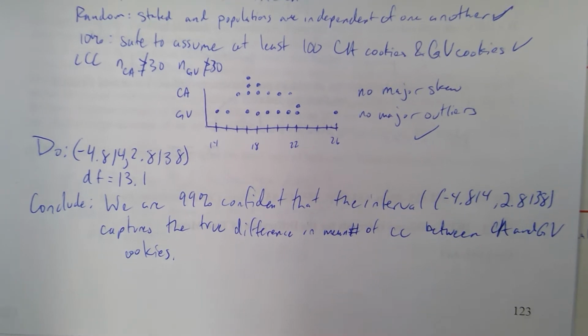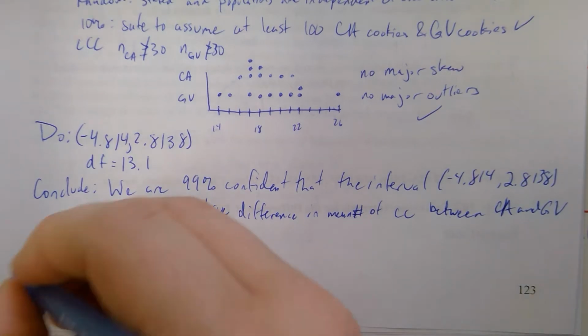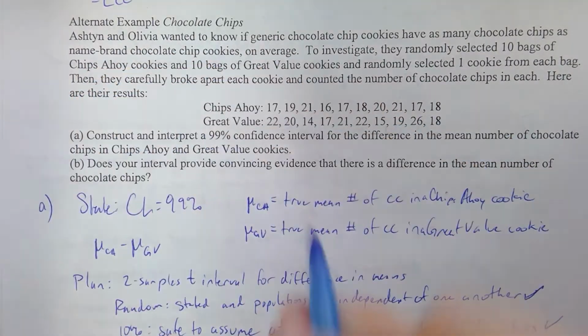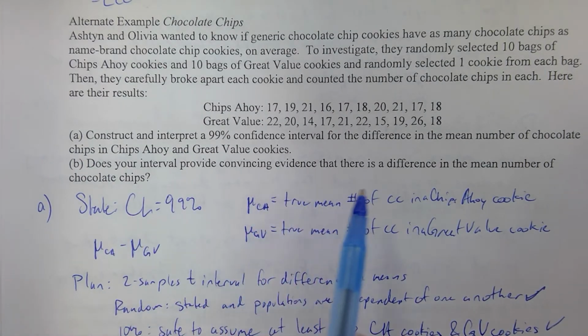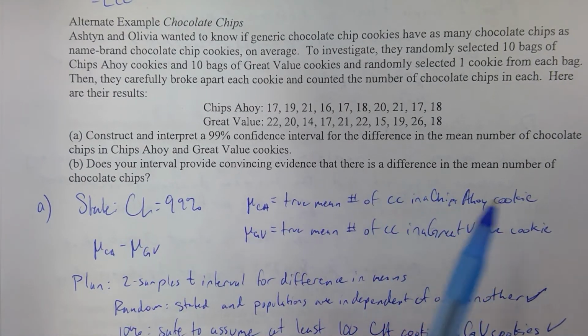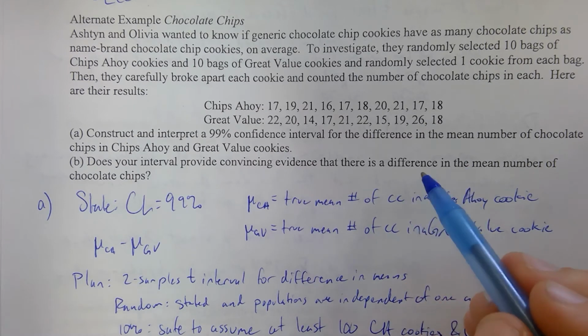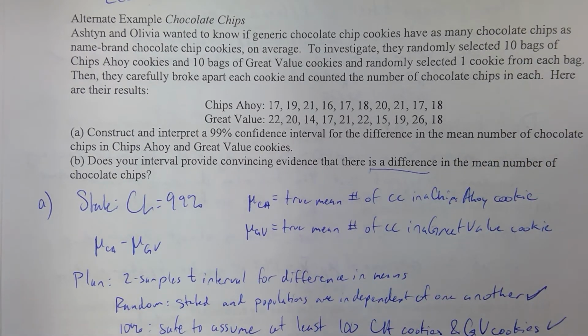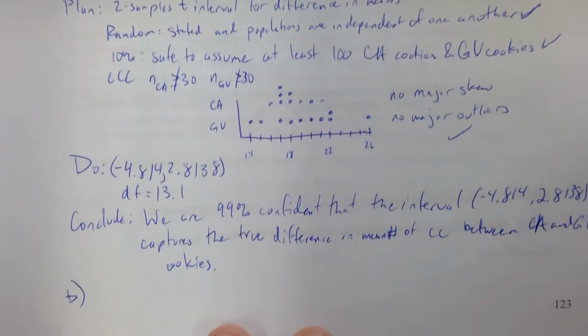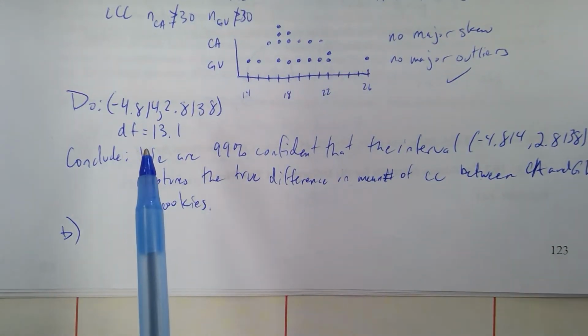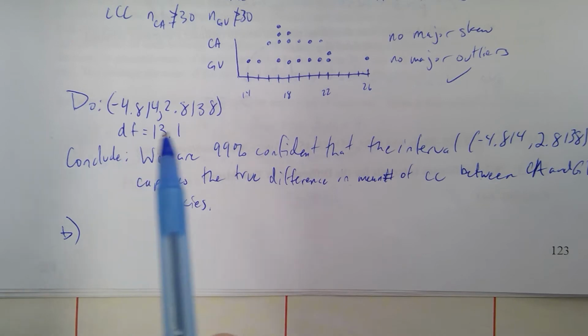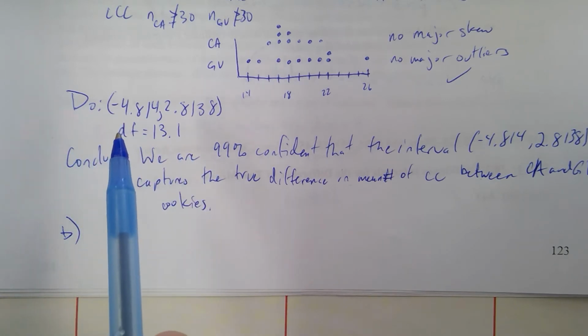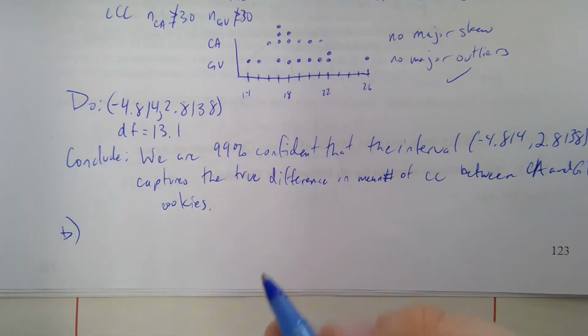All right. So let's look at question B. So that was A. Let's get B. Does your interval provide convincing evidence that there is a difference in the mean number of chocolate chips? Here's that word, is a difference. Is a difference means not 0. If you look at our interval, could we have 0? Yeah, because we have a negative here and then a positive, so it could be 0.